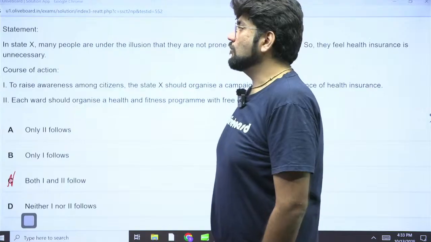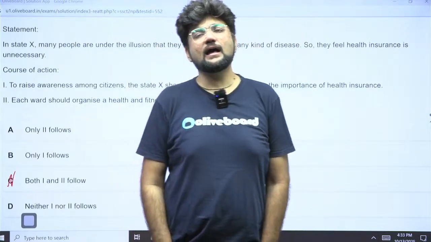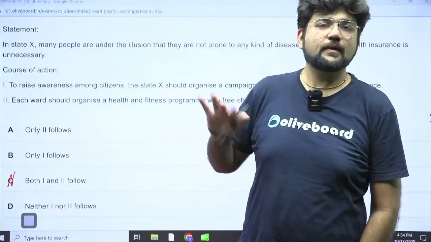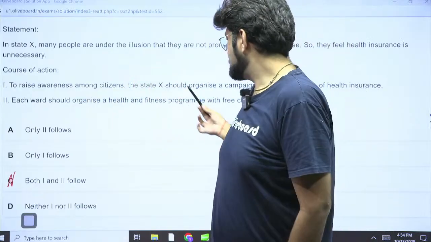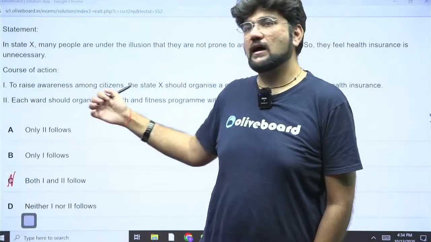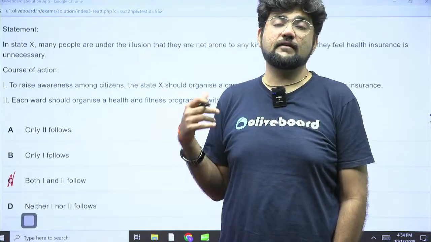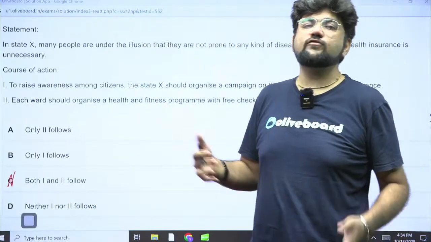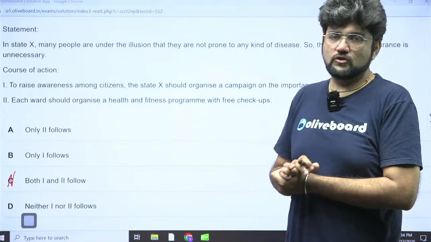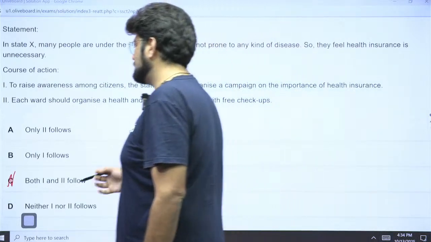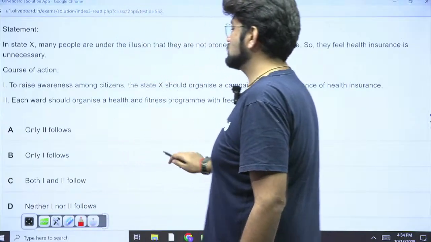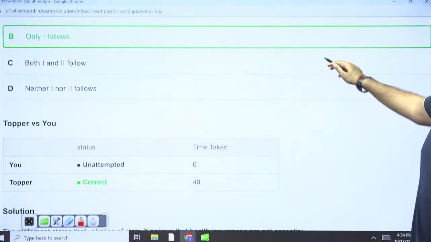Now, look at the problem statement. The problem statement is that people are not ready to buy health insurance because they are unaware. So we just need to spread awareness. Free health checkups and fitness programs are not exactly spreading health awareness about insurance. That is just an incentive for people maybe to come out. So a lot of people may feel this is the right approach, but I think this is not even required. So only conclusion 1 follows should be the right answer.